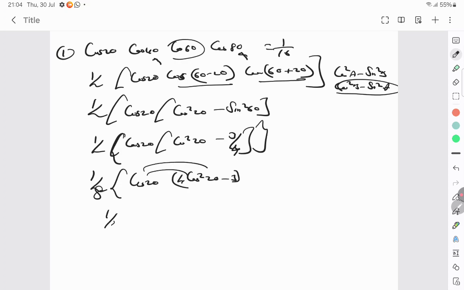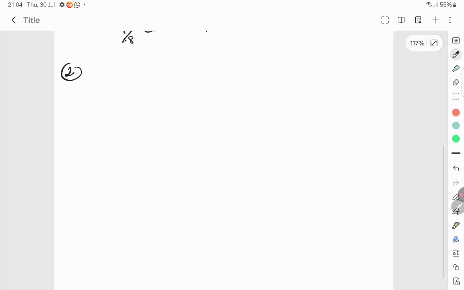Taking the cos 20 inside, we get 4 cos cube 20 minus 3 cos 20, which itself is cos 60, and cos 60 is 1 by 2. The proof is that it is 1 by 16. We got the answer. Second question.